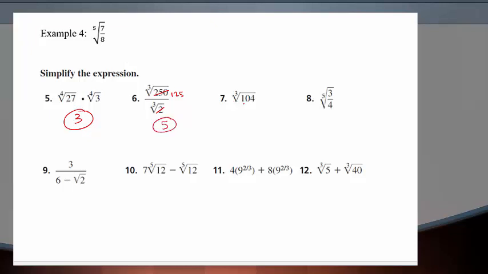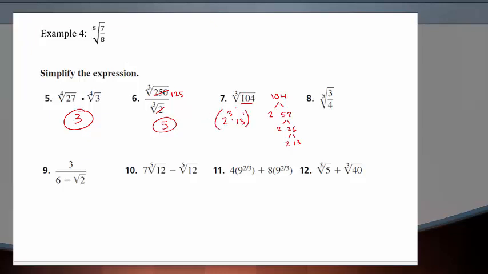Now, number 7, I don't look at 104 and think, boy, that's a special number. You know, something to this power gets you that. So the way I would handle that if I'm not using a calculator is I would break 104 down using a factor tree. So I know that 2 and 52 go into 104, and 52 is 2 and 26, and 26 is 2 and 13. So I could rewrite 104 as 2 to the third times 13 to the first.